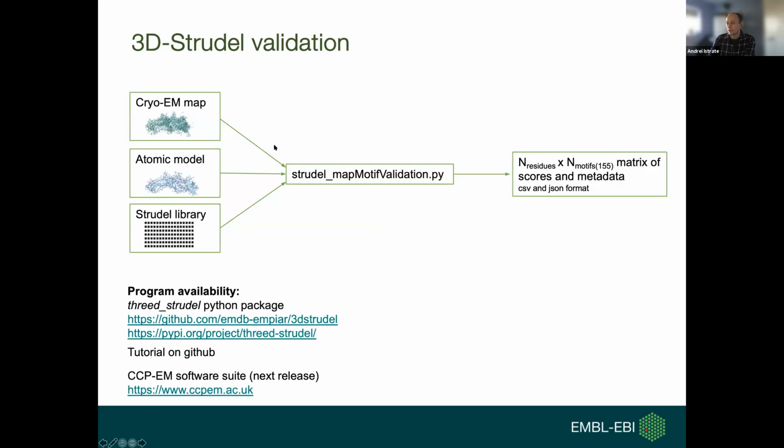So this principle was implemented in the 3D Strudel program. How it works: it takes a cryo-EM map, an atomic model, and the Strudel library, does the calculations, and produces a matrix of the size number of residues by number of motifs in the library. It also has associated metadata for the alignments and some other data, and it's saved as a CSV and JSON file. This program is available again on GitHub and PyPI. It's a pip installable program.